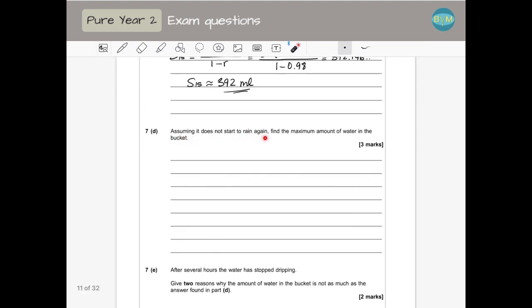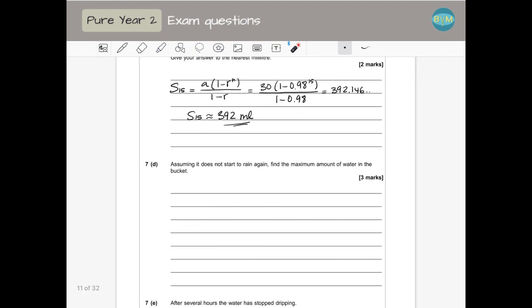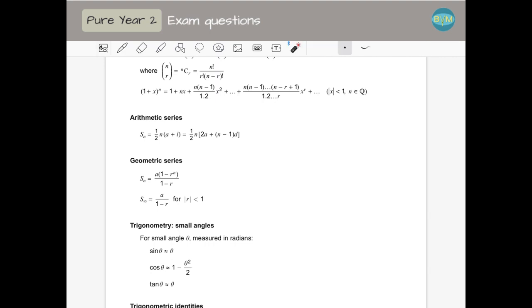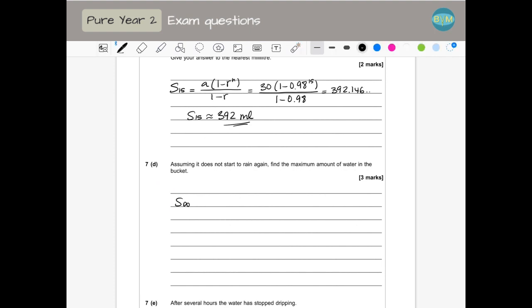Then for D, it says assuming it does not start to rain again, find the maximum amount of water in the bucket. So the water will keep dripping, and what we are going to do is to add infinite terms. You have the formula again in the formula booklet. It's A divided by 1 minus r. A is 30, and r is 0.98. So when we do that, we have 1,500 milliliters.